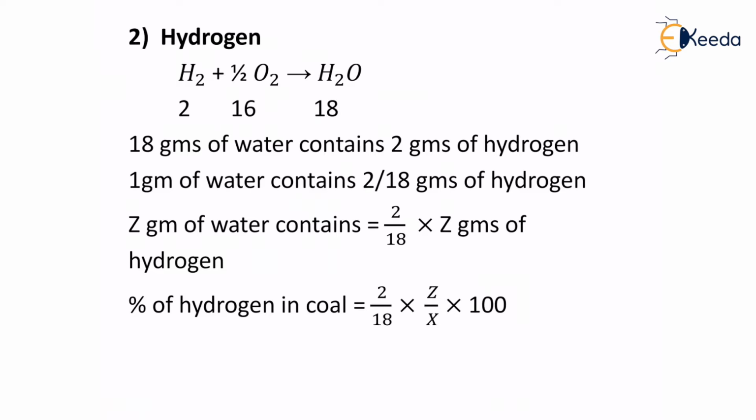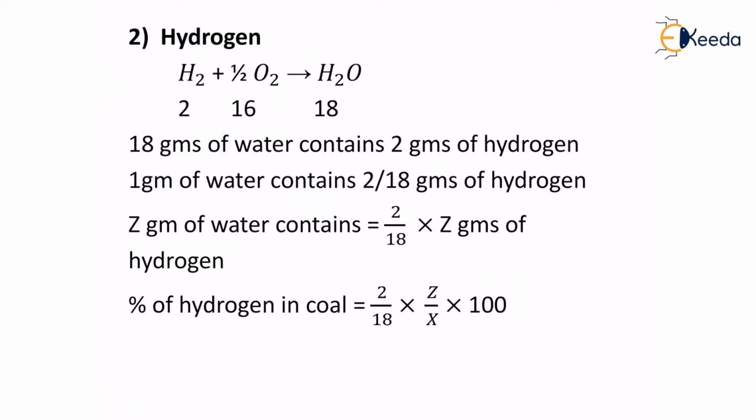Similarly, we have done this for hydrogen. We know that the atomic mass of hydrogen is 1, but over here we are talking about H2. So H2 is nothing but 1 into 2, which is 2. Then half O2: if you cancel off the half and the 2, we get a single oxygen, which is 16. And then we have H2O, which is 16 plus 2, which is 18.